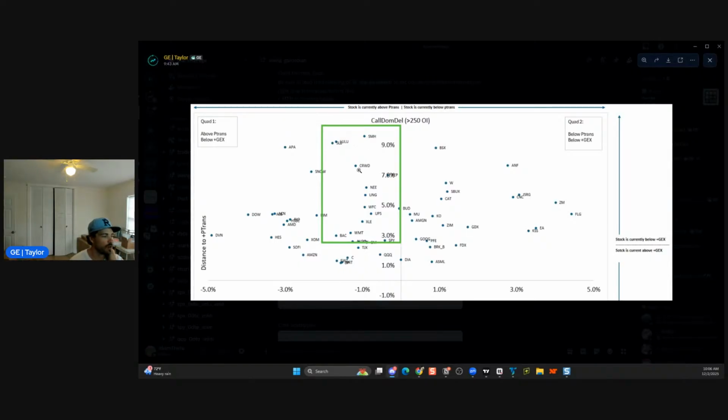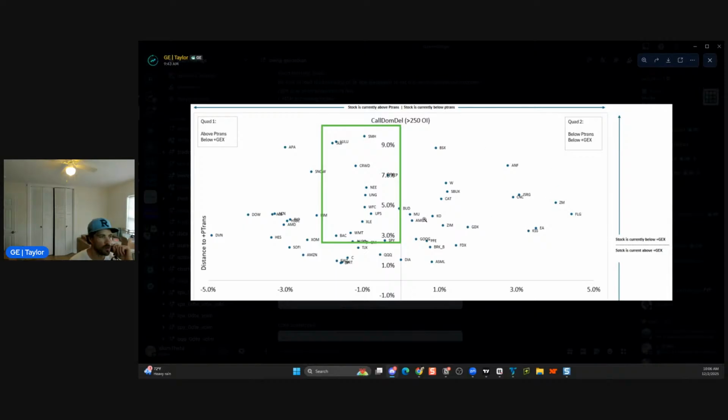SMH, Crowd, NEE, that's an energy company, I forget what it's called. UNG, ETF, Wells Fargo, UPS, Walmart, BAC. Something you can understand here too is what kind of stocks are in this zone. Are they stocks that really propel the next leg higher in the market, or defensive names, that kind of stuff? So we want to be cognizant of that as well.